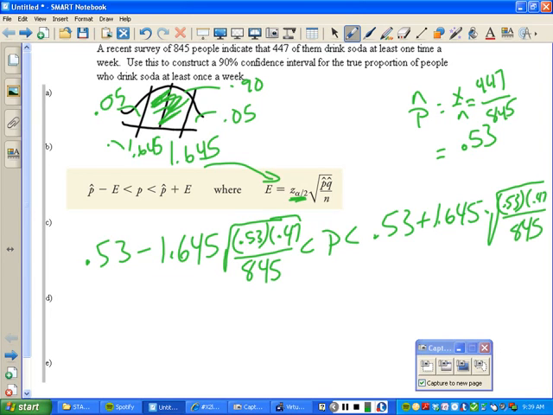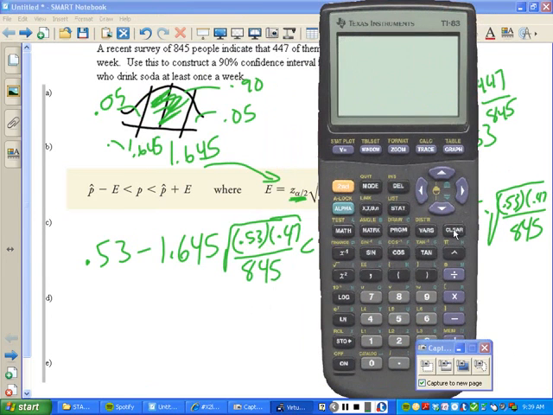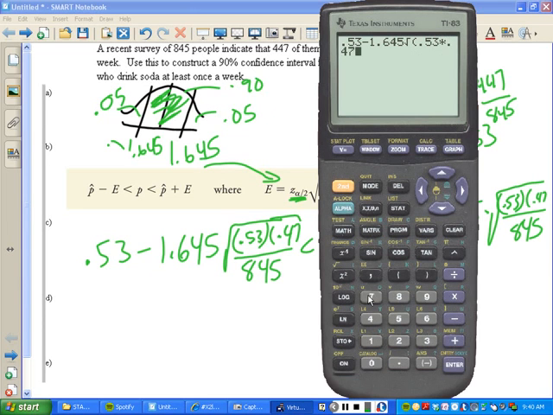Now again, just to type that in, I'll show everybody how to do that. I'm going to type into this left side first. Let me clear it. Let's go ahead and do it now. 0.53 minus 1.645 square root, and this is where you've got to be real careful. I don't want you using parentheses to represent multiplication, because a lot of people will do that, and that ends up closing the square root too early. So don't use parentheses to represent multiplication. Use the actual division bar, or the multiplication symbol, times 0.47 divided by 845.